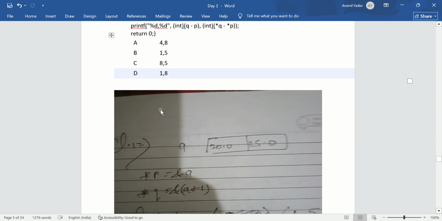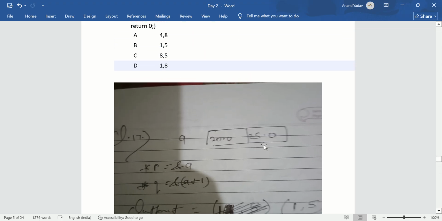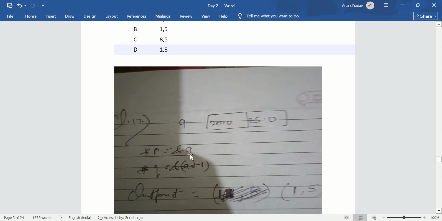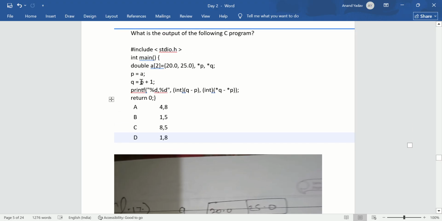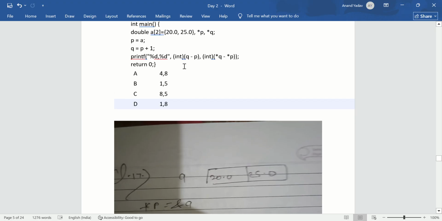What will printf print? For this question I will solve it in this way. First we create the array and take the addresses. Address of A and address of P plus 1 is given in Q, and then Q minus P. It is an address, so it is only P and Q. P is the address of this and Q is the address of this, so there is only one difference.